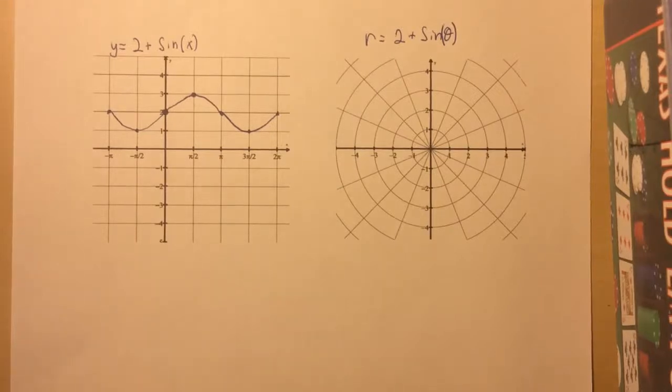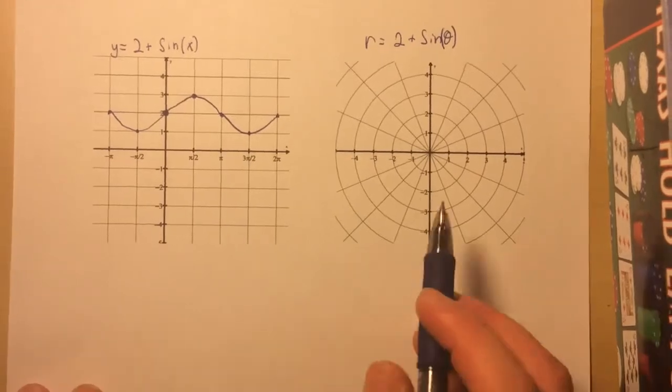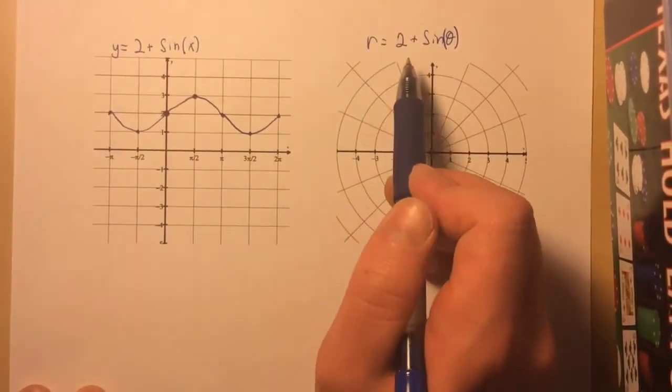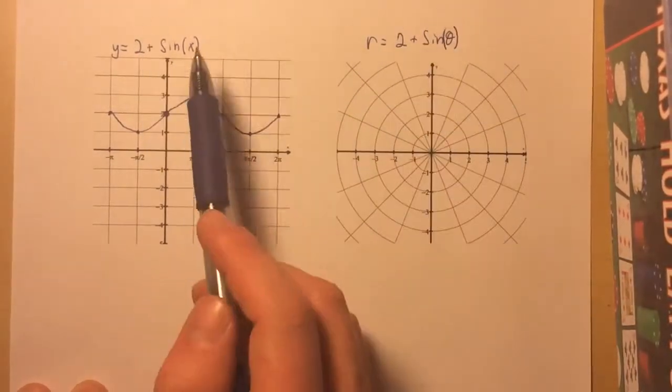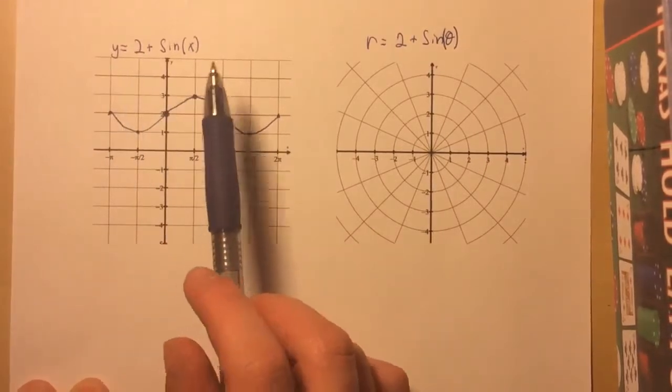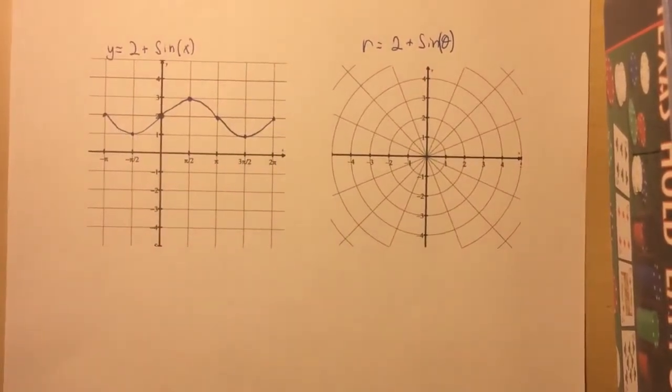So now let's look at two more graphs, and I'm going to do this video a bit quicker than the last one. If you're kind of confused on the method, please refer back to the previous video. And let's go ahead and graph r equals 2 plus sine theta. So once again, I graphed in Cartesian y equals 2 plus sine x.